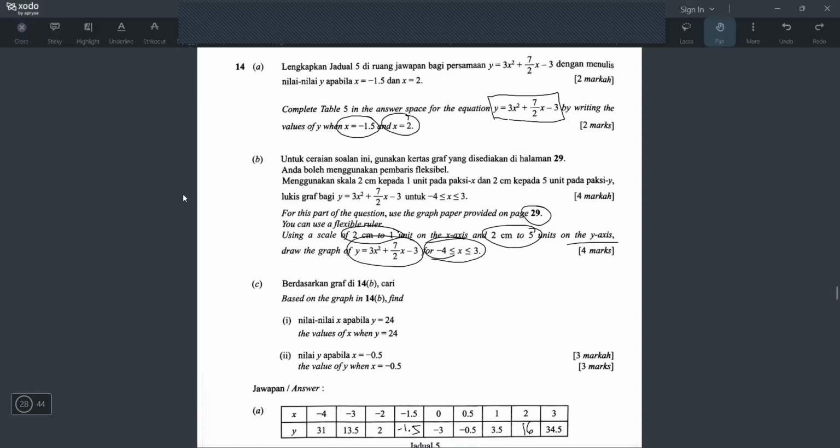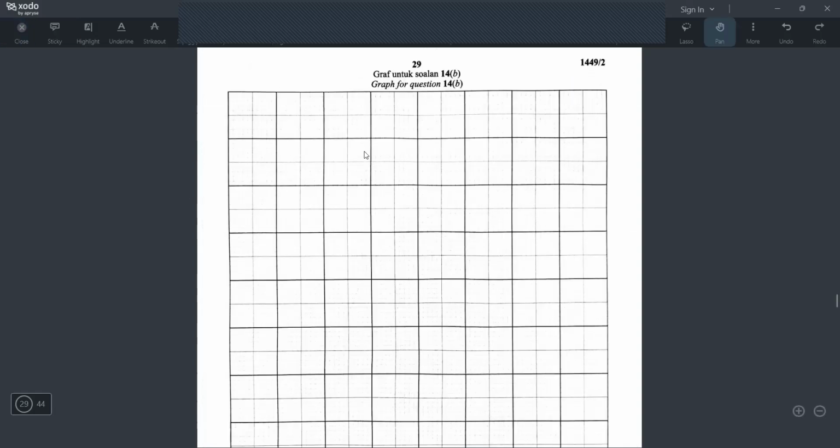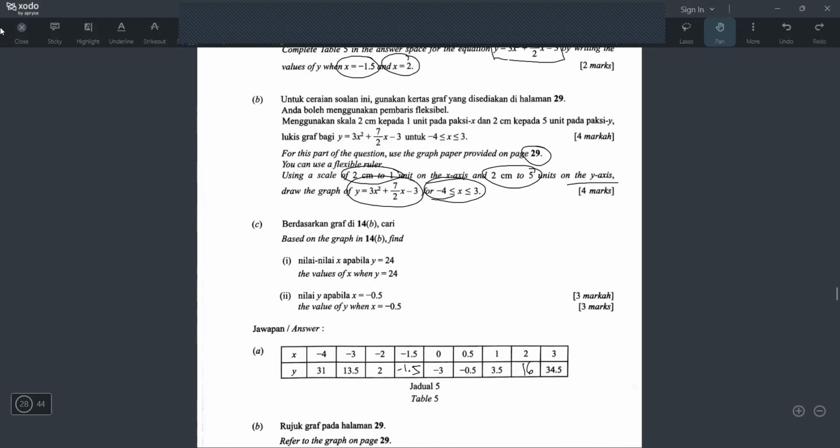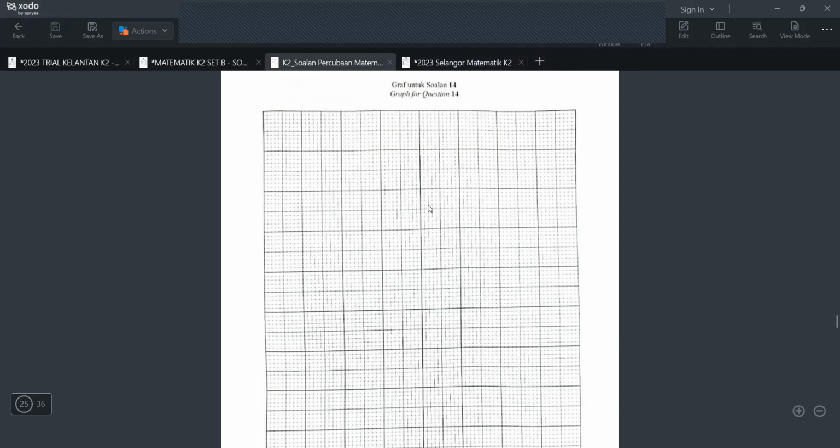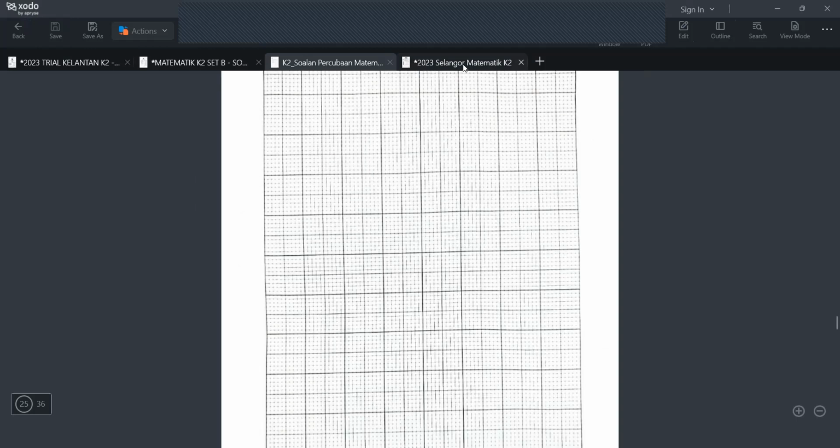Okay, I will not be using the graph paper given because it's like you cannot see the lines clearly, right? So it's like very blur. So I don't want to use this. I will use another graph paper. So I'm just gonna go to my graph. Okay, I'll use this graph paper. Okay, so this line is much more clear, right?